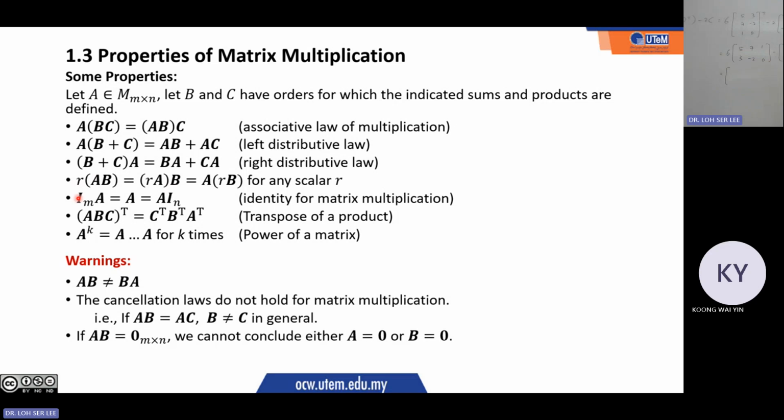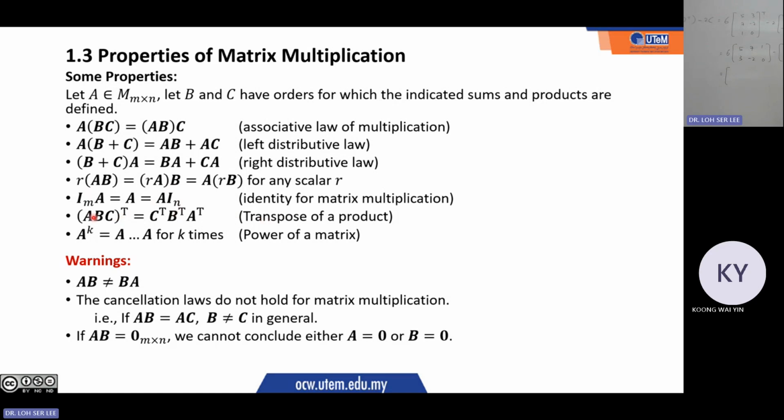Identity matrix: no matter which matrix you multiply it to, you will get the original matrix back. So no matter whether I is first or later, with the identity matrix you will get the same A. This is the identity matrix.